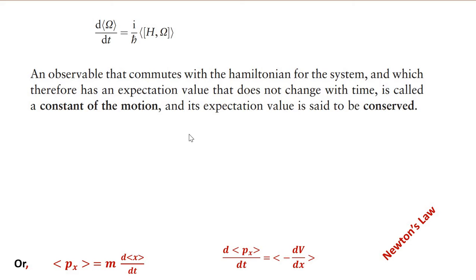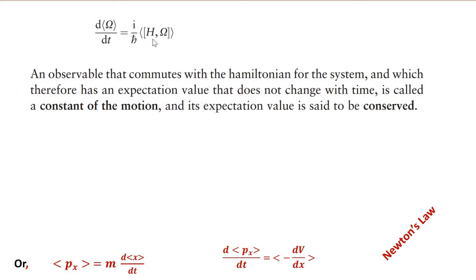That was the heading, constant of motion. It tells simply that suppose omega commutes with h. Suppose omega is such a property that the commutator is 0. So the whole right hand side is 0, and that means also the left hand side is 0. That means the time derivative is 0, so this expectation of omega does not change with time. It's a constant, and derivative of a constant is 0.